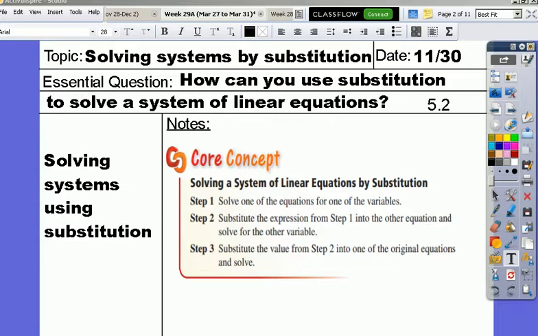Okay, so solving systems using substitution. Solve for one of the variables, substitute the expression into the other equation, solve for the other variable, and then substitute the value from step 2 into one of the original equations and solve.